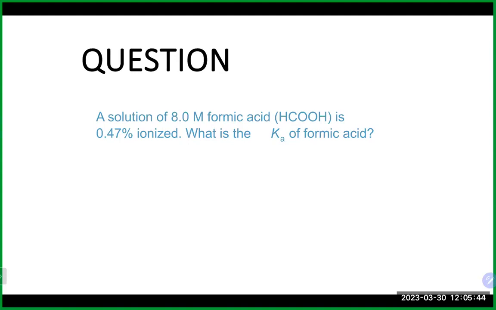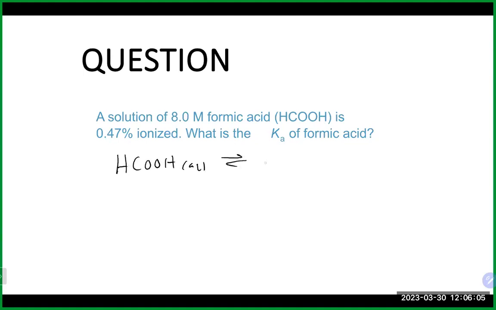It is 0.47% ionized. What is the Ka value for the formic acid? So in this particular problem, we're actually looking to solve for the Ka value. We can approach it like a normal sort of problem, which we know we have a Ka value. So we definitely know that this formic acid is a weak acid.